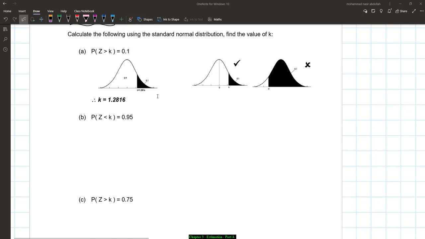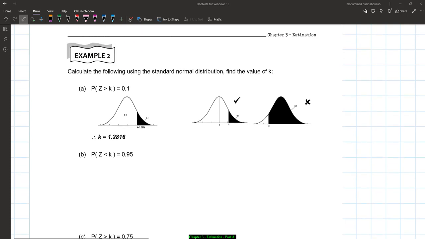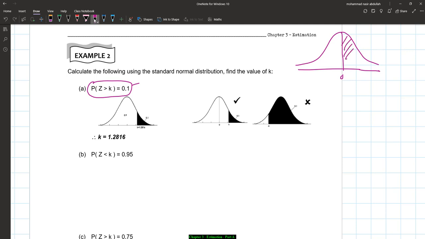Calculate the following using a standard normal distribution curve. Find the value of K. So now let's look at the first example. It says here, probability of Z more than K is equal to 0.1. Before we go further in this example, let's look at the characteristic of the normal distribution. The area on the right hand side is 0.5. The area on the left hand side is also 0.5. Right? Just need to remember that.